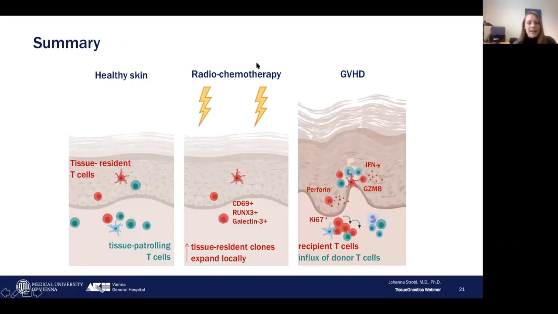So overall, I'm already at my summary. We could show that in healthy skin, tissue-resident memory T cells inhabit tissue and coexist with tissue-patrolling T cells. Those tissue-patrolling T cells are then eliminated by radiochemotherapy. Tissue-resident T cell clones survive, express TRM markers such as CD69, RUNX3, or galectin-3. They can expand locally and clonally, and then contribute to graft-versus-host disease in that they undergo local proliferation and produce cytotoxic granules and cytokines and are then augmented by the influx of donor T cells.